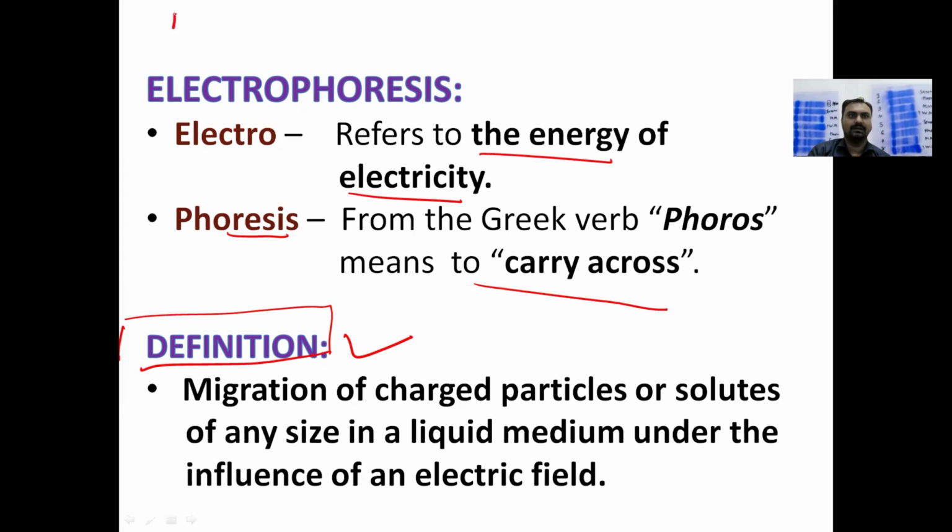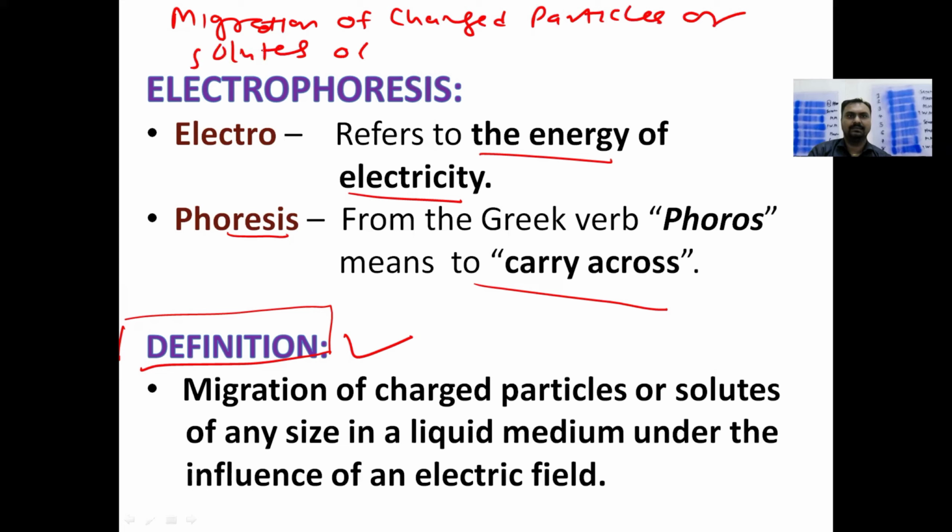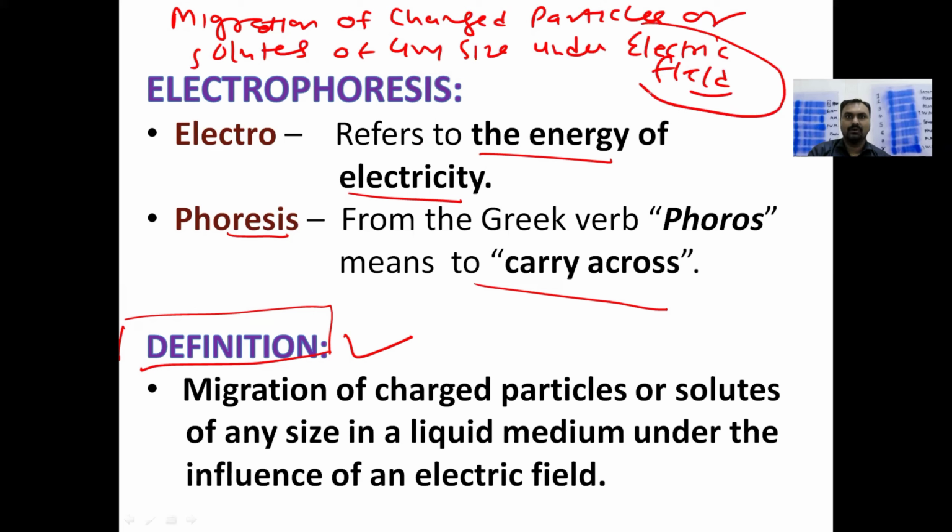So by definition, it is a migration of charged particles or solutes of any size under the influence of an electric field. This phrase is very important. It has to be under the influence of an electrical field. Under the influence of an electrical field, there is a migration of charged particles or solutes in the liquid medium. That is called electrophoresis.